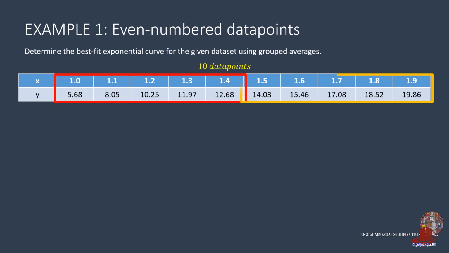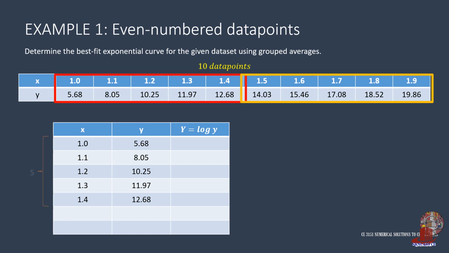From the dataset having 10 points, the first group has 5 points from x of 1 to x equal to 1.4. There is also an added column for capital Y, which is the logarithm of y. Add the 5 x values and get 6, then divide this by 5 to get 1.2. For capital Y, take the logarithm of each y value.